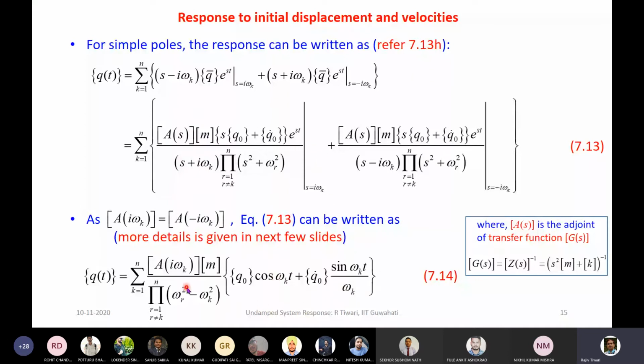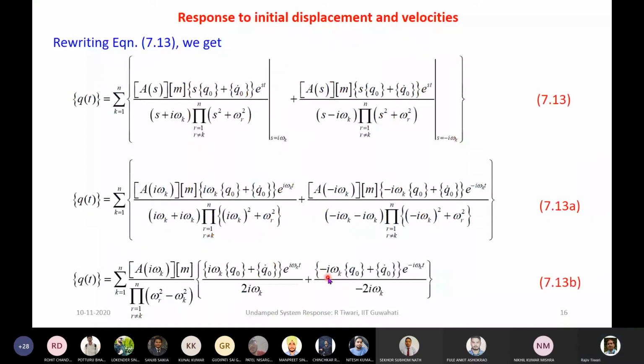next slide. So here basically what we are doing, we are substituting the s with I omega k in this wherever s is there, and then we are simplifying this and this to get this. So this is the final expression which we'll be getting after one or two slides.